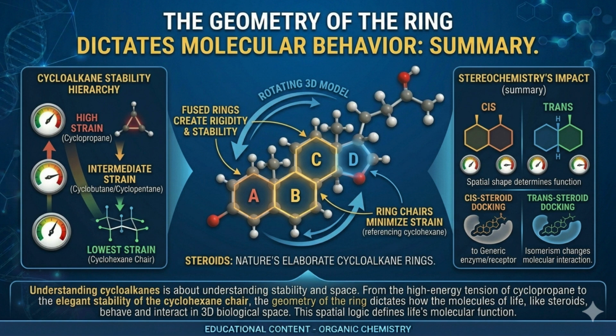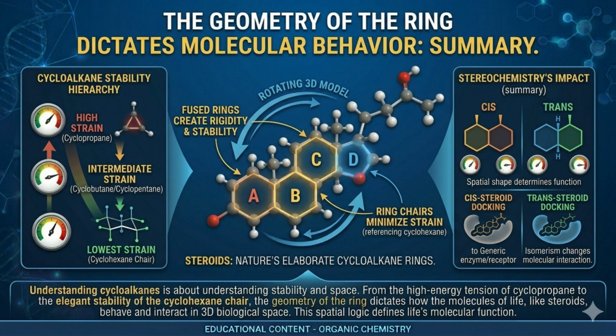Steroids, nature's elaborate rings, in the center. We see this theory in action within a steroid molecule. Notice the fused rings labeled A, B, C, and D. These aren't just random loops. They are a series of interconnected chairs. These fused rings create a rigid, stable backbone that allows complex molecules, like hormones and cholesterol, to maintain their shape and function within our bodies.